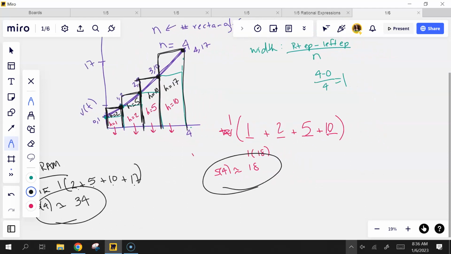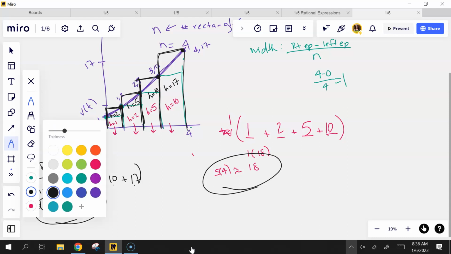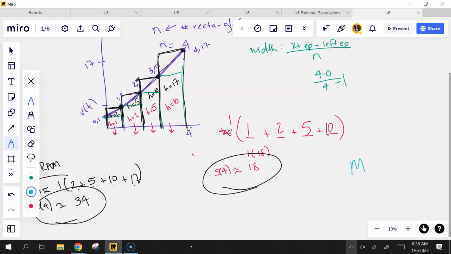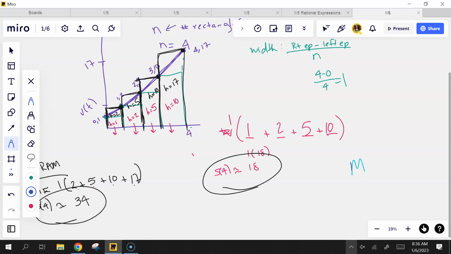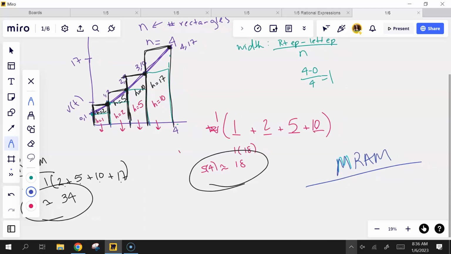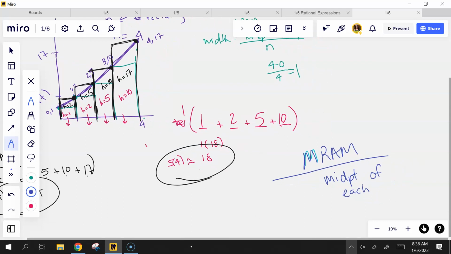And we haven't talked a lot about that, and I know we haven't talked a lot about any of them, but this is probably the most common one, and probably the most accurate. It's also the most aggravating one. So here's what MRAM does. MRAM goes to the midpoint of each subinterval, and that's the height of your rectangle.